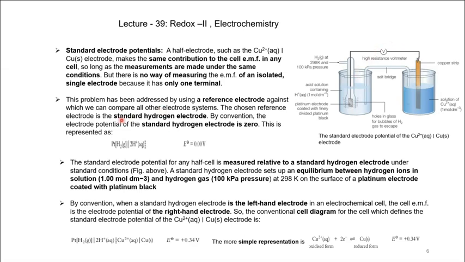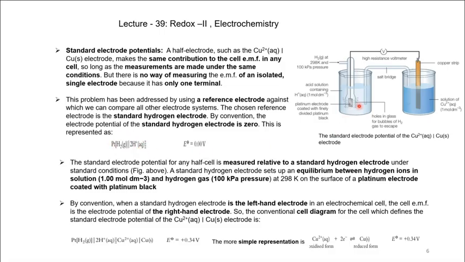So we have a reference electrode. We have to use a reference electrode against which we compare the other electrode system. The reference electrode means the standard hydrogen electrode, and by convention, the standard hydrogen electrode potential, the EMF, is 0. So here is the standard hydrogen electrode symbol.